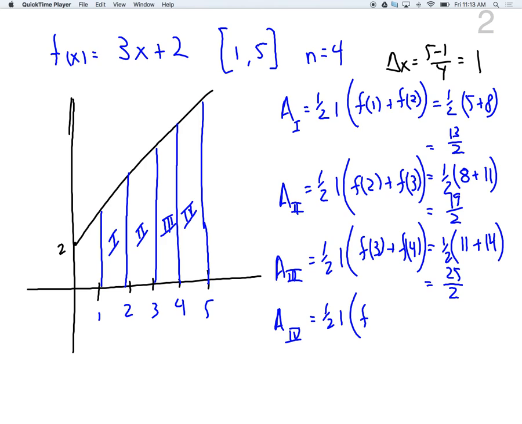1/2 times f of 4 plus f of 5. 1/2 times 14 plus f of 5 is 17. 31 halves. I lose anybody along the way? Are we good? Okay, so the total area and the answer to the problem would be 13 and 19 is 32, 57, 88 halves, which would be 44.